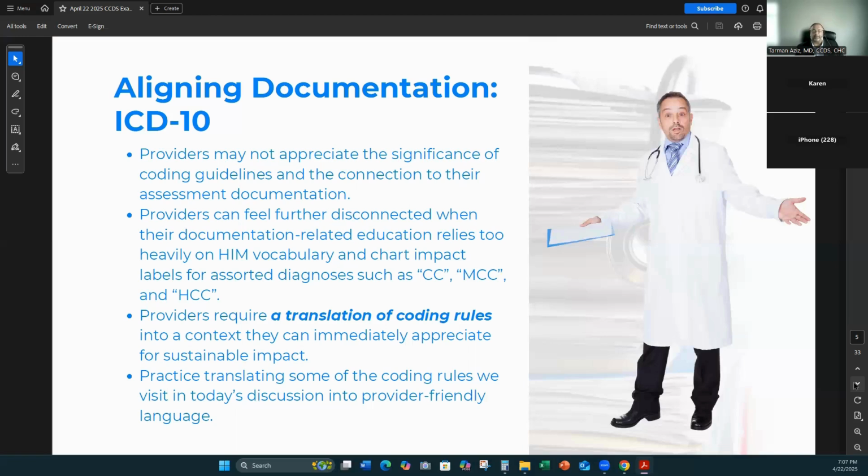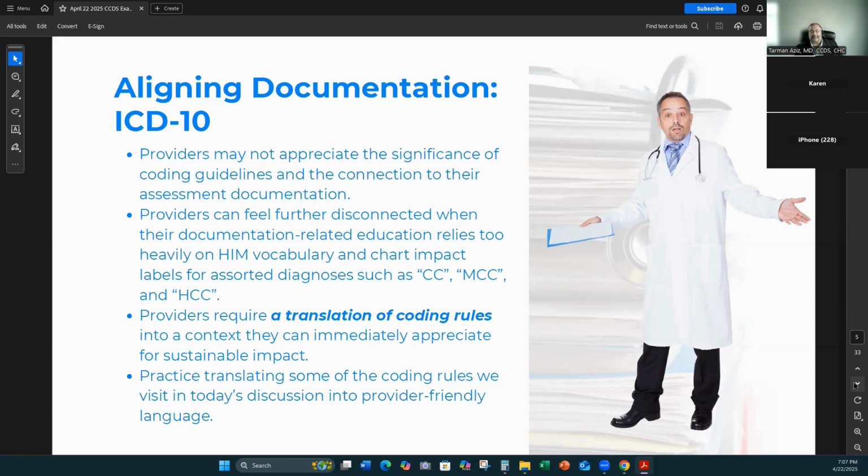And so many of you that are familiar with CDI software know that the computer-assisted coding will tend to flag certain diagnoses as CCs, MCCs, HCCs, and so forth. That's great for us. That's great for our workflow in CDI, but it's not particularly helpful to enlighten a physician who may already be confused somewhat by the query process and what the questions are all about. So it means that our providers need a translation of the coding rules into a context that they can immediately appreciate, that they can understand. So you get that sustainable impact in the form of true documentation change.